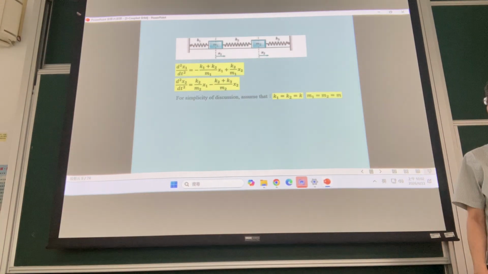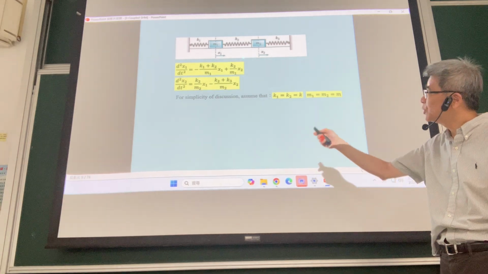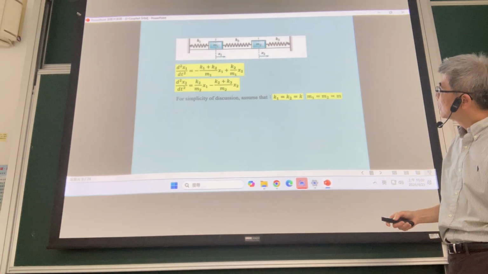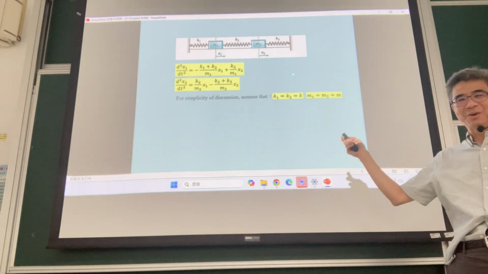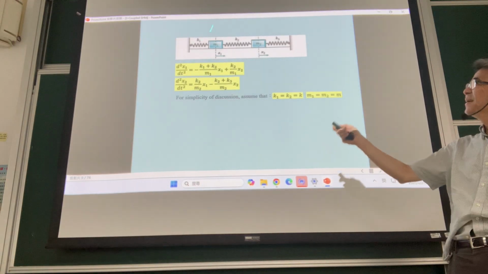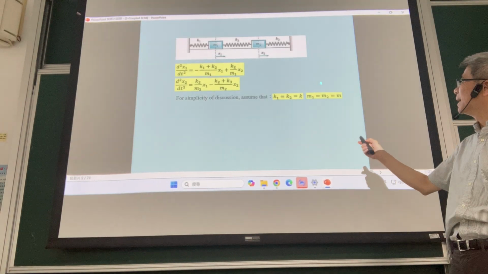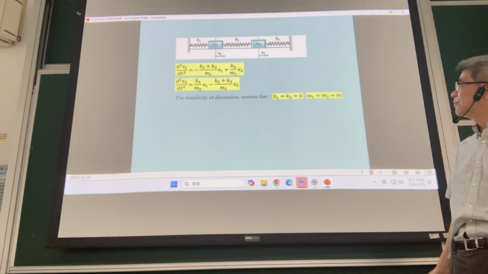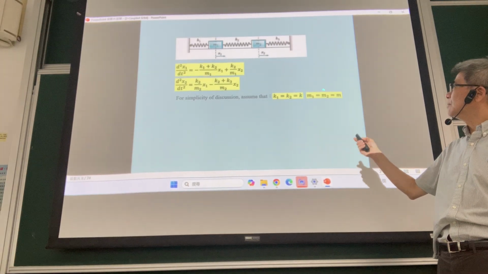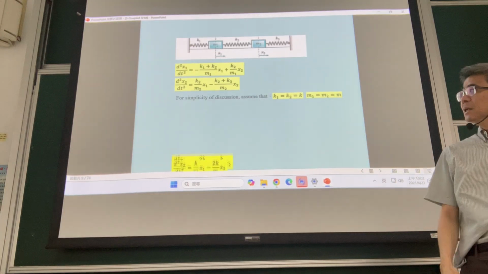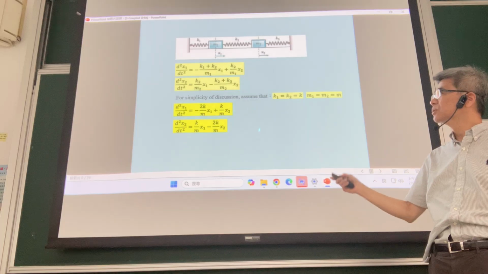For simplicity, let's first assume that the three springs are the same. Sorry, so let's assume that K1, K2, K3 are all the same. Okay, and M1, M2 are the same. Therefore, I call all the same K as K, all the same masses as M. Therefore, this equation could be simplified into this form.